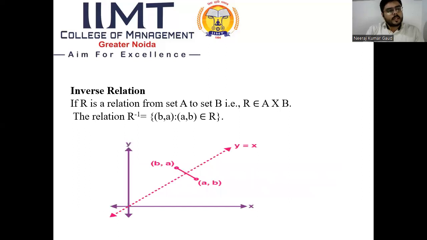Inverse relation. If R is a relation from set A to set B, that is R belongs to A cross B, then the inverse relation will be {(b, a) such that (a, b) belongs to R}. Likewise, if we have the pair (a, b), the inverse relation will have (b, a), which is the mirror image about the line y equals x.